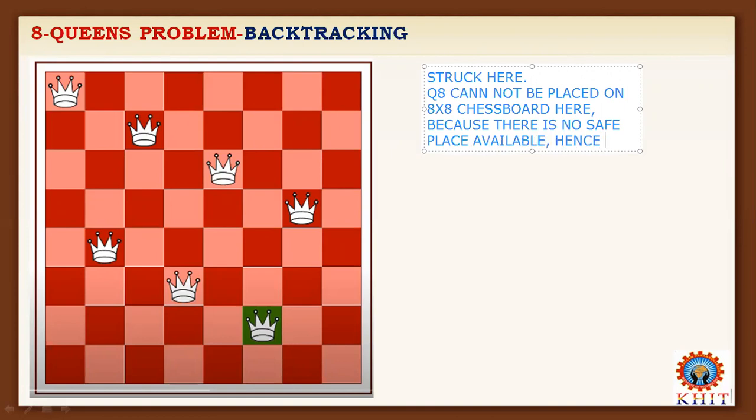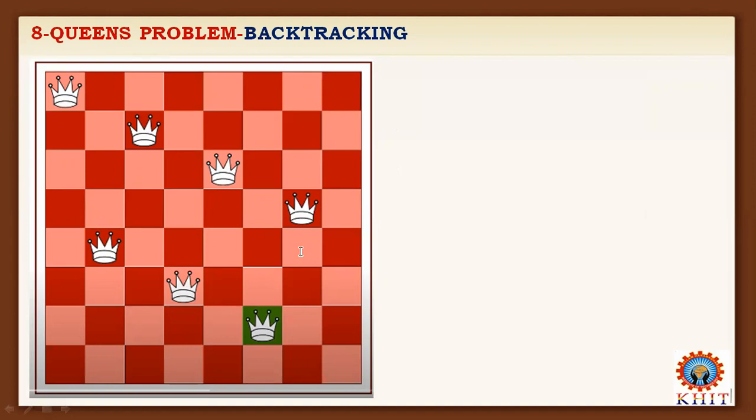Hence, apply the backtracking technique. Then we need to change the positions. We need to change the positions one by one. So we keep on applying backtracking till all the queens are fitted into the 8 by 8 chessboard.